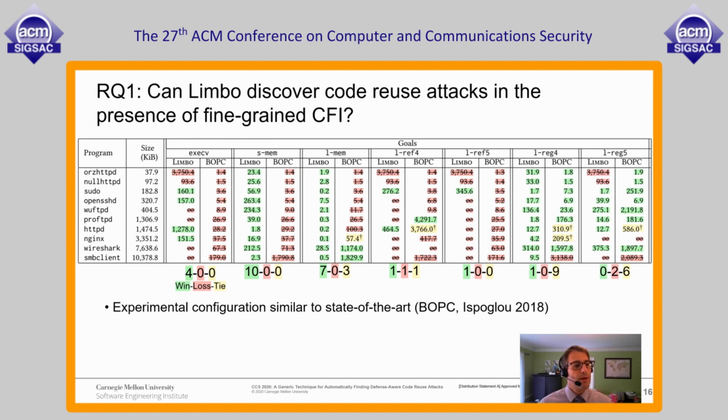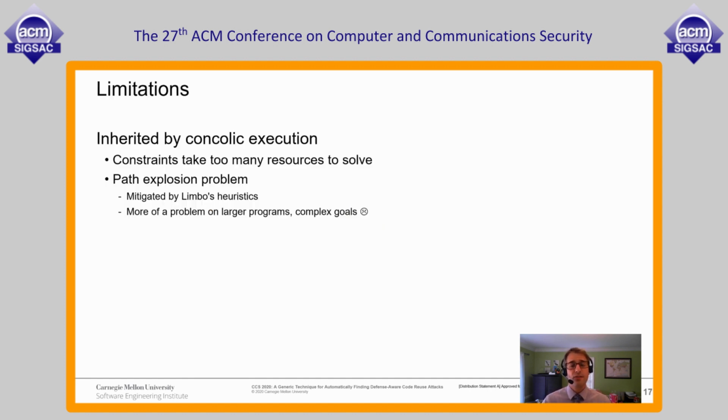Now, the thing to remember as you're looking at these results is that BOPC is specifically designed to work and find code reuse attacks in the presence of fine-grained CFI. Limbo is not. Limbo is reasoning about this as a generic defense just by looking at the implementation of that defense and trying to solve the reachability problem. And so even though we're comparing it to this kind of highly specialized tool, it's still performing really competitively with BOPC. And so this gives credence to the idea that we can actually reason about these defenses in a generic manner.